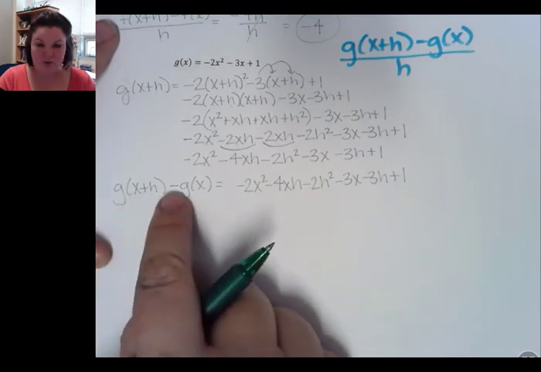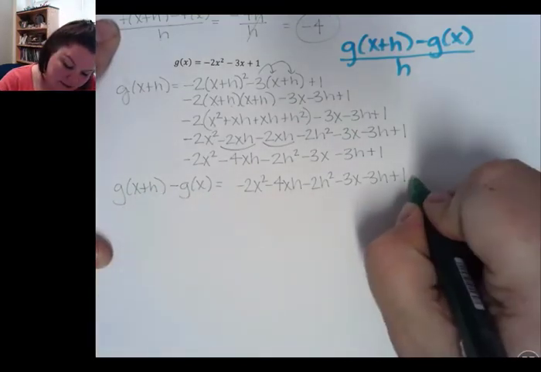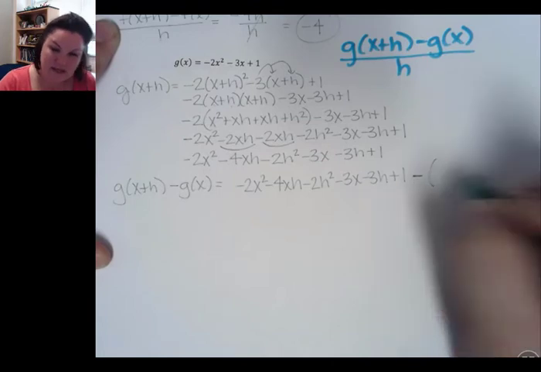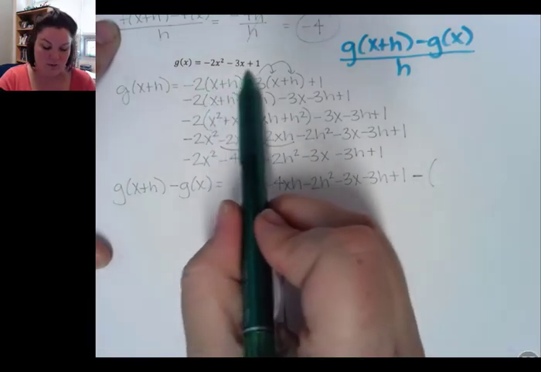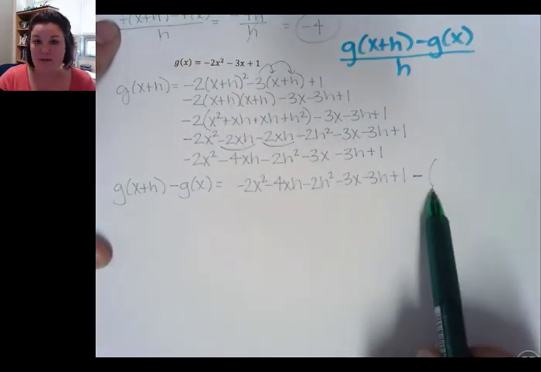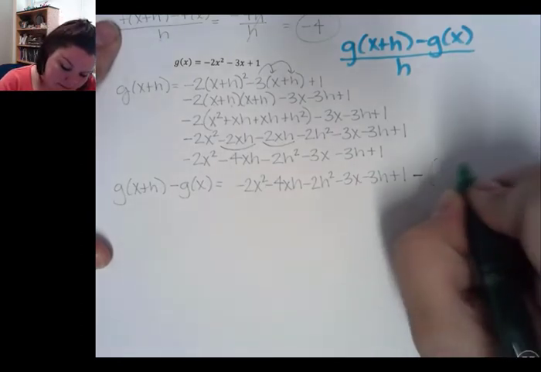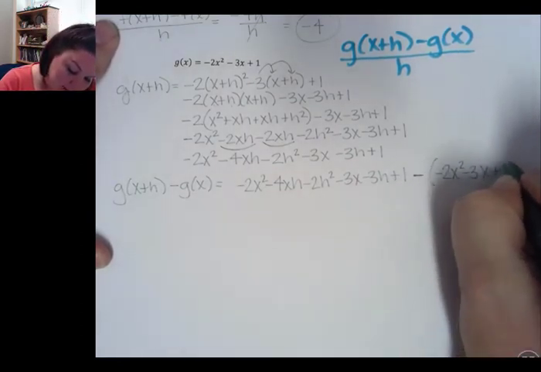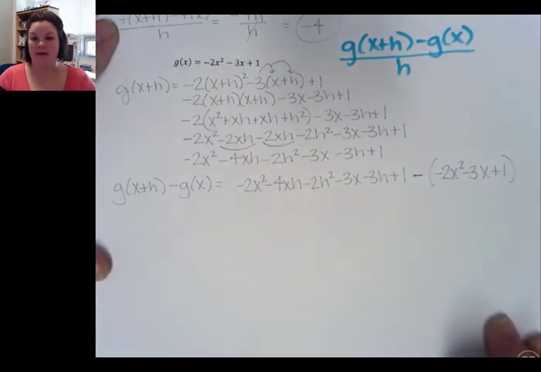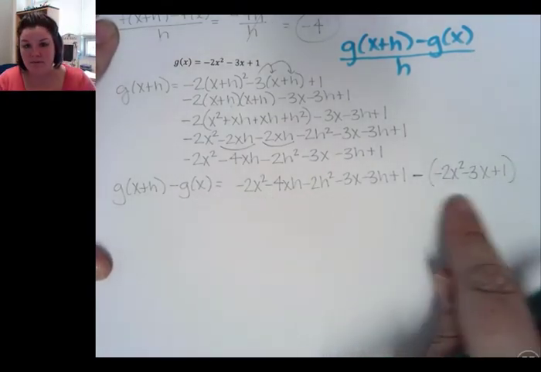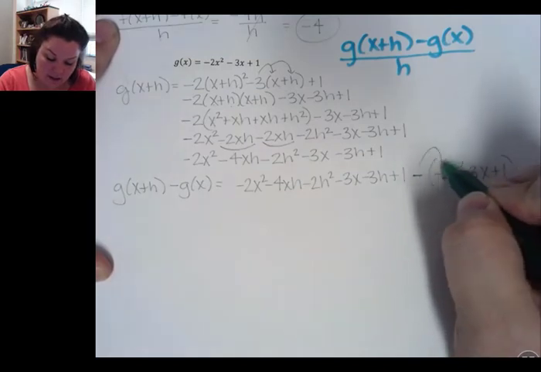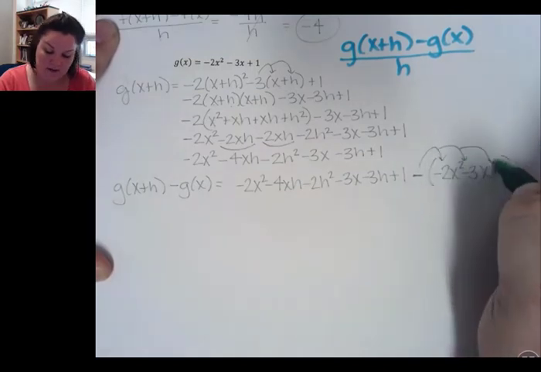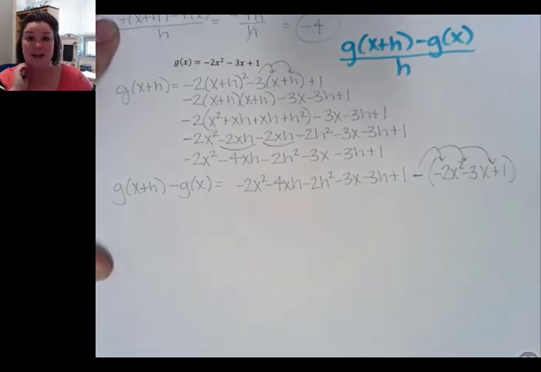Now I'm going to subtract my original function. So I put my subtraction. Because my original function has more than one term, make sure you put parentheses around it. Okay, so I'm subtracting -2x squared minus 3x plus 1. Okay, so now I just need to simplify this, and the only thing I can do is distribute this negative and then see if I can combine some like terms.